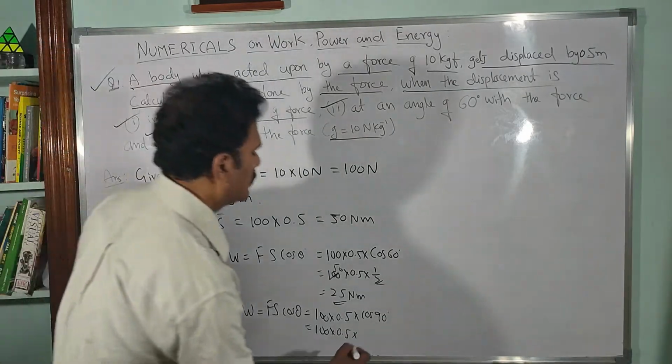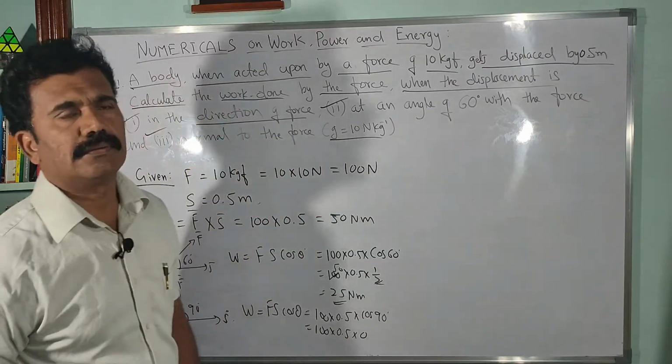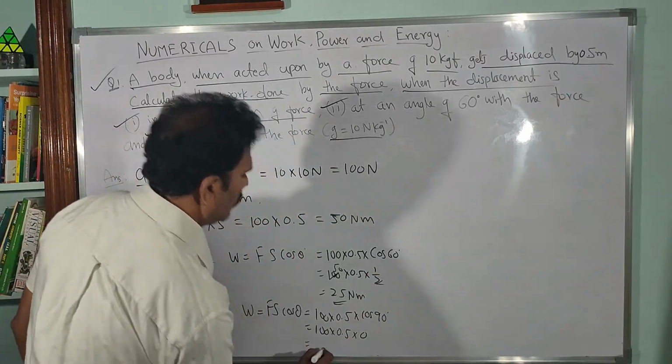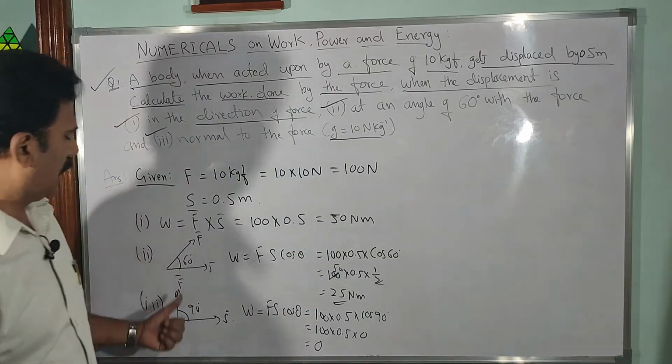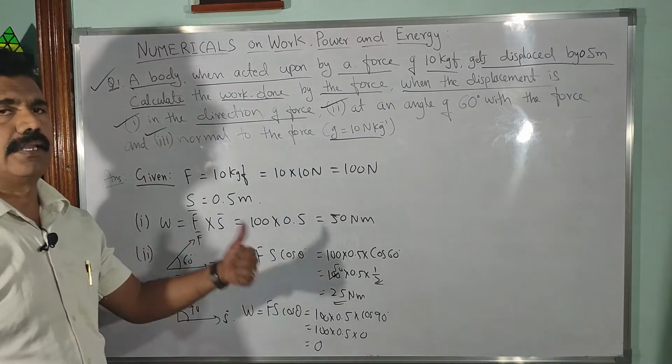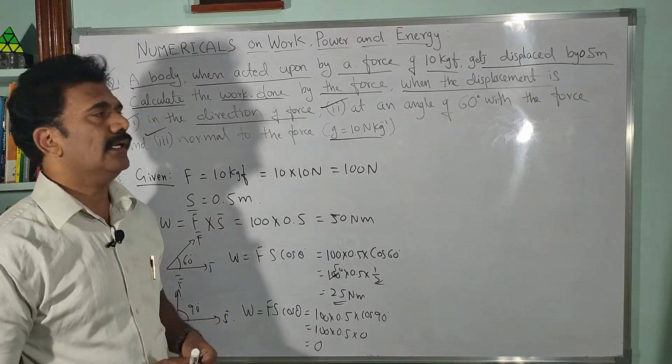Very simple. Cos 90 is equal to 0. Correct? So that is why we get the value 0. So work done is equal to 0 when the angle between force and displacement is 90 degrees. Okay, that's it. It is a simple problem. Now let us see the next problem.